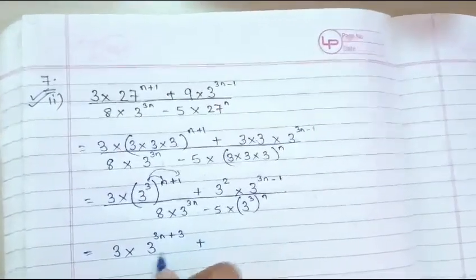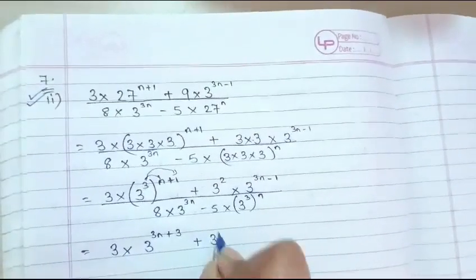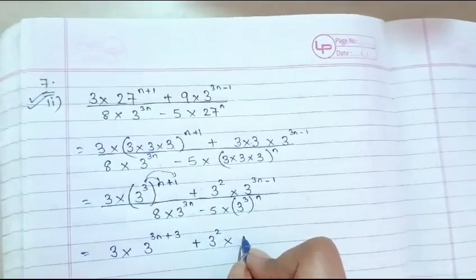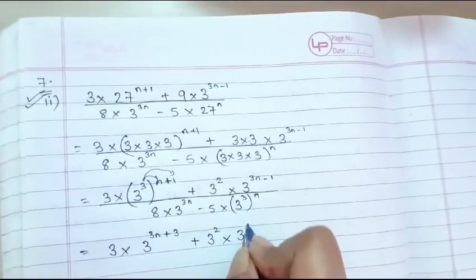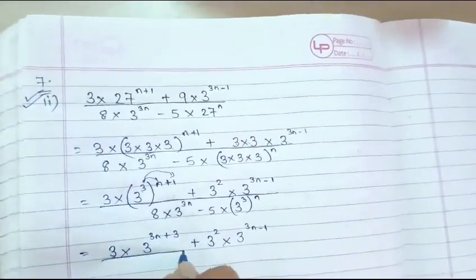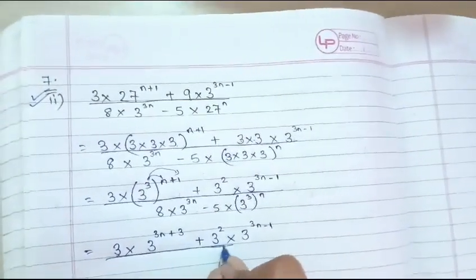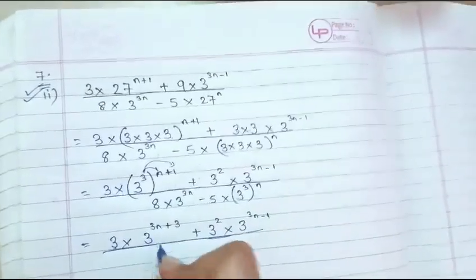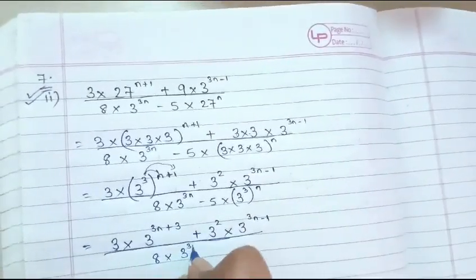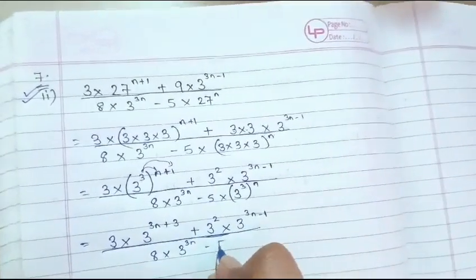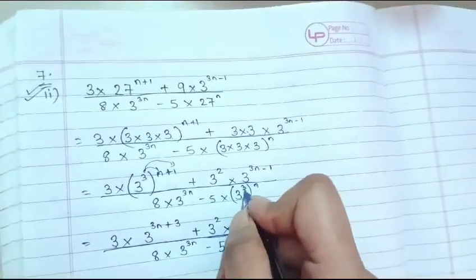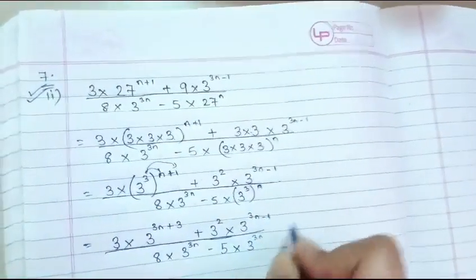Okay. So after that, move forward. 3 square into, we have 3 raised to the power 3n minus 1. See, in one step I am doing only one part. Okay, not proceeding more than that because it becomes easy to understand. 8 into 3 to the power 3n minus 5 into, again same thing, power raised to the power, you multiply. 3 into n will give you 3n.